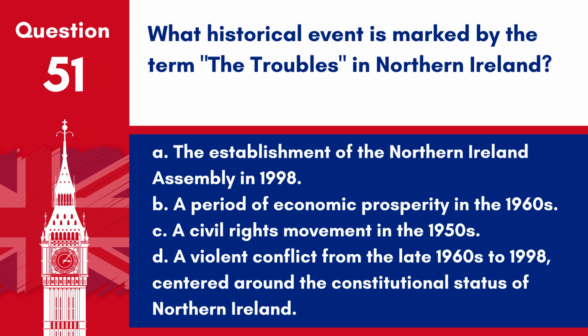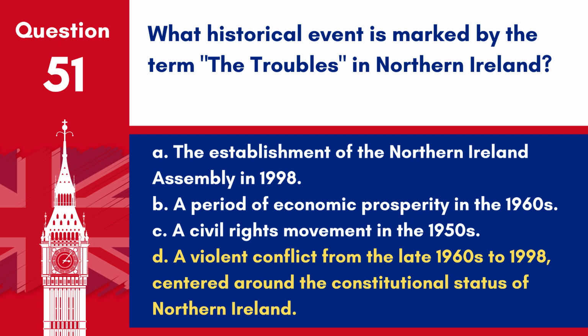Question 51. What historical event is marked by the term the Troubles in Northern Ireland? A. The establishment of the Northern Ireland Assembly in 1998. B. A period of economic prosperity in the 1960s. C. A civil rights movement in the 1950s. D. A violent conflict from the late 1960s to 1998, centred around the constitutional status of Northern Ireland.